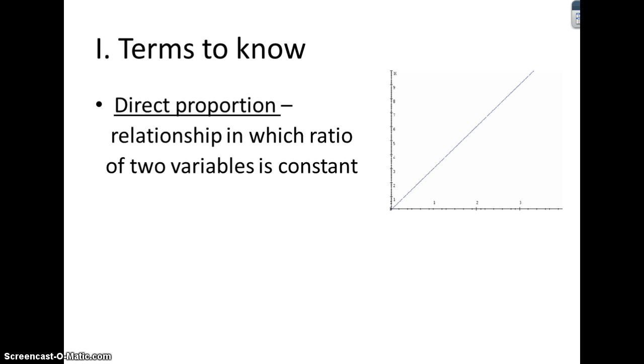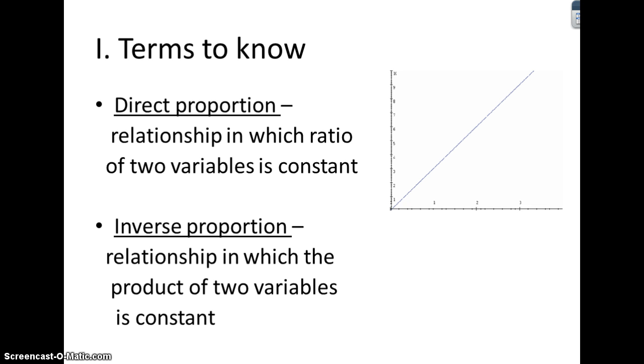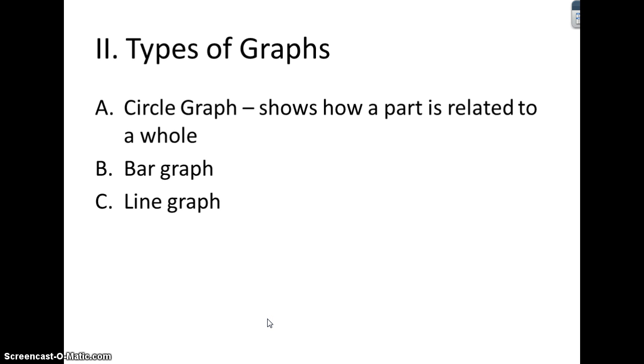And then the other type is inverse proportion. That's a relationship in which the product of two variables is constant. So that means if you take your y times your x in the graph at each point, they'll always be equal to each other. An inverse proportion looks like that, and I would draw that into your notes as well.